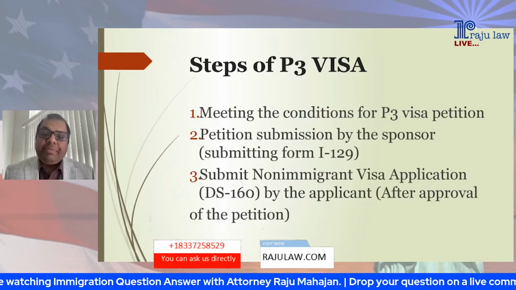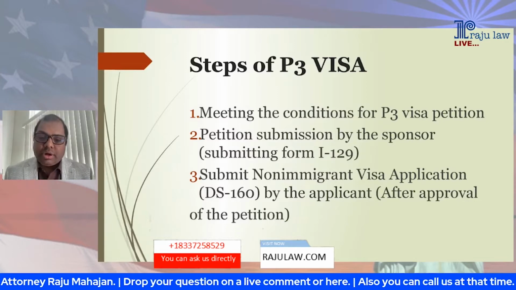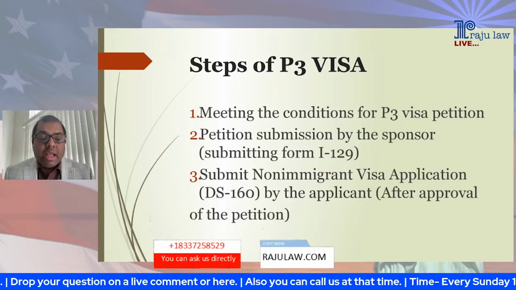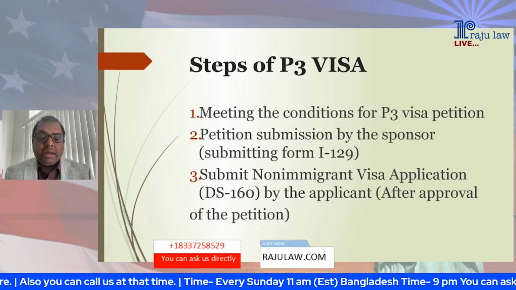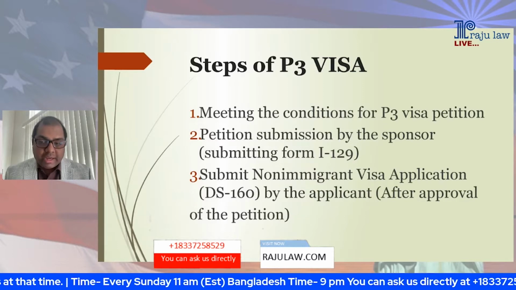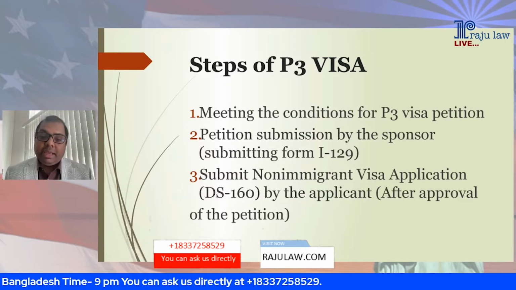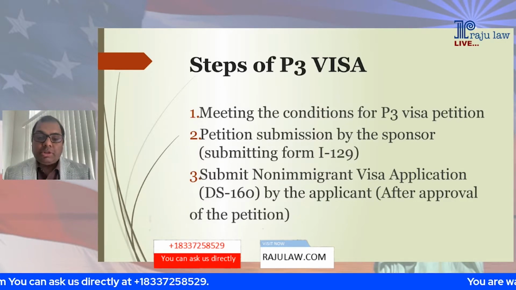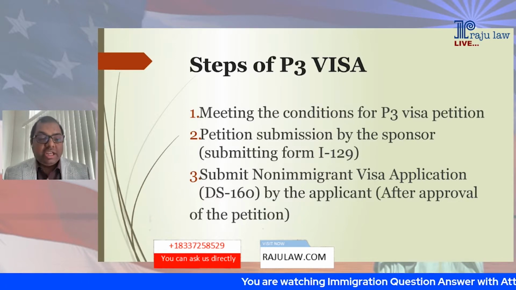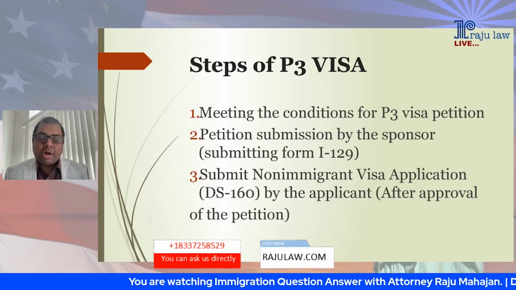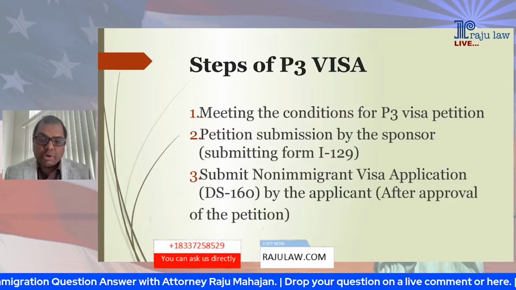So the steps of the P3 visa: first, meeting the conditions for the P3 visa petition. Of course, you have to meet the conditions. Then you submit the petition. Here, you means you as a beneficiary, you cannot apply by yourself. It must be applied by your sponsor. The sponsor can be an individual person, an organization, or a group of people. But the sponsor must be a registered entity in America. This is a very important part. You cannot apply by yourself. You need an employer or agent or sponsor.